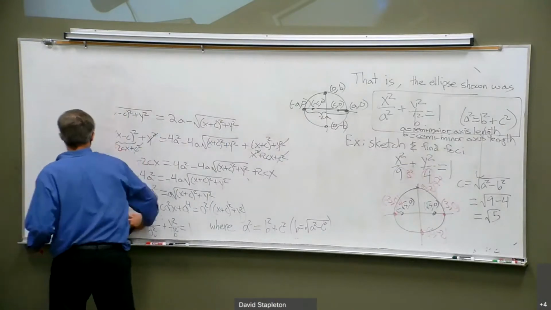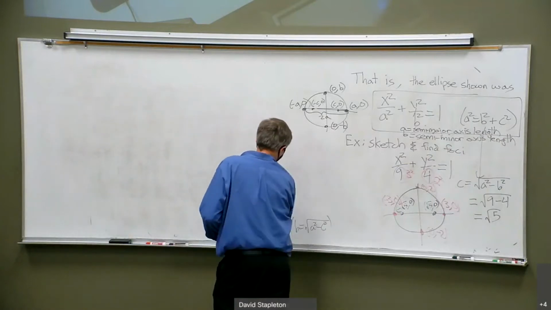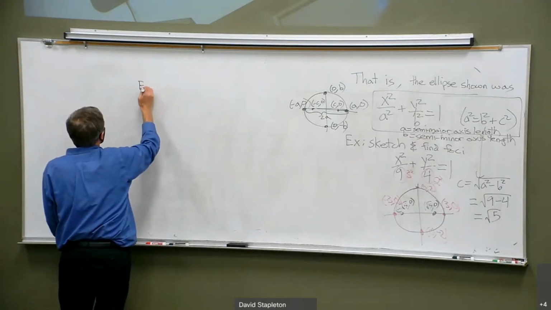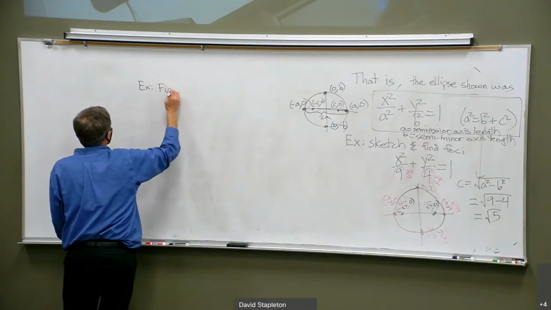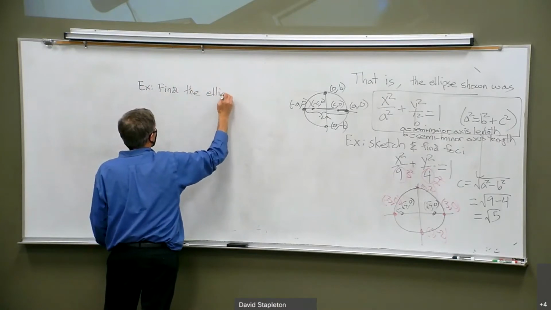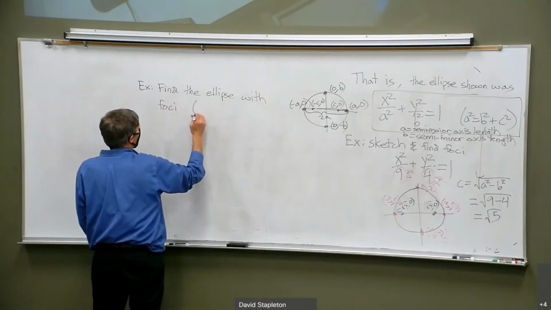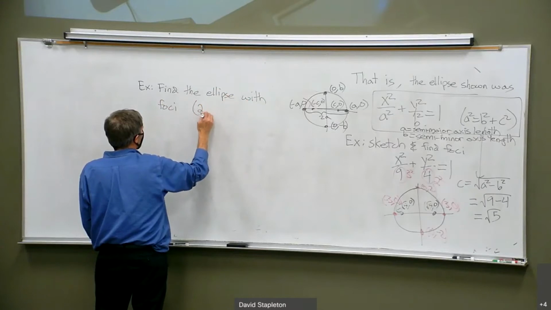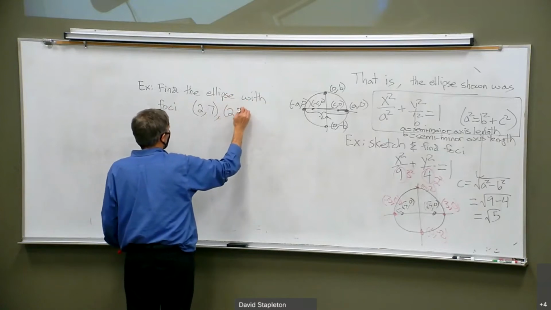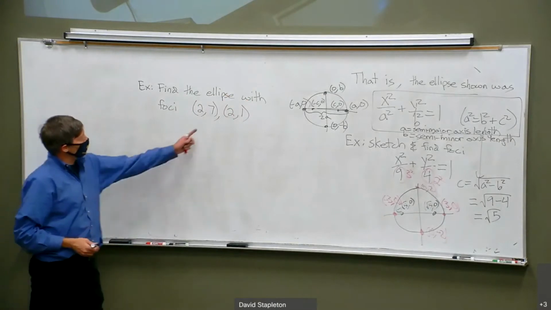Now, what if you want a more general ellipse? Find the equation of the ellipse with foci (2, 7) and (2, 1). Now there's something strange. The foci are vertical instead of horizontal.